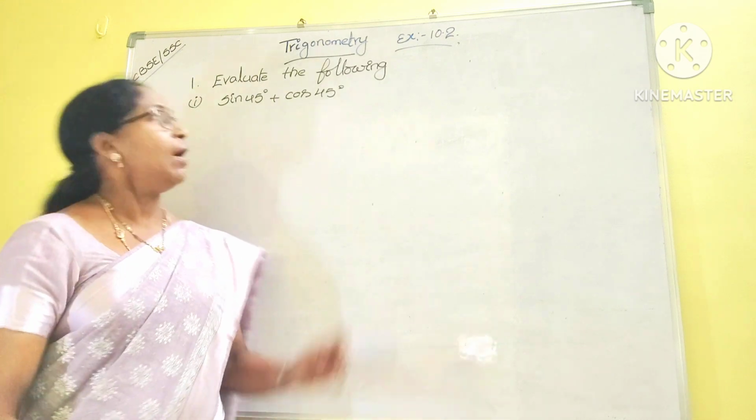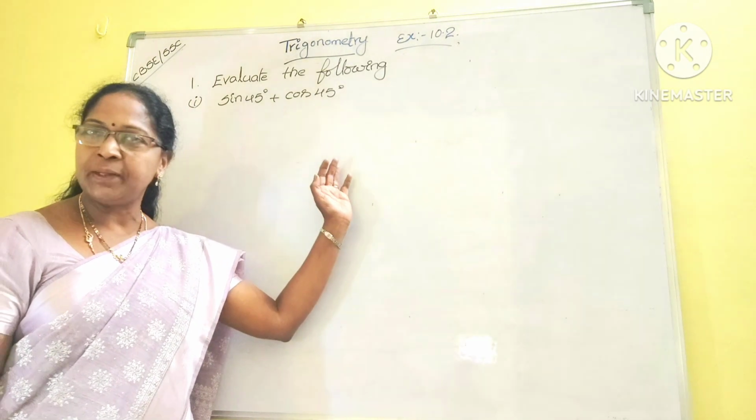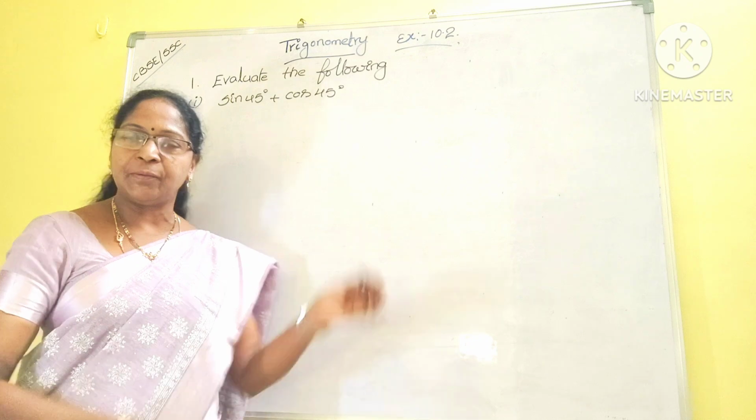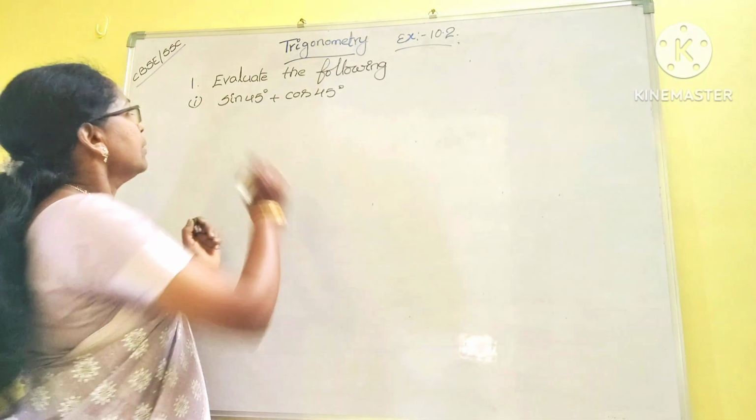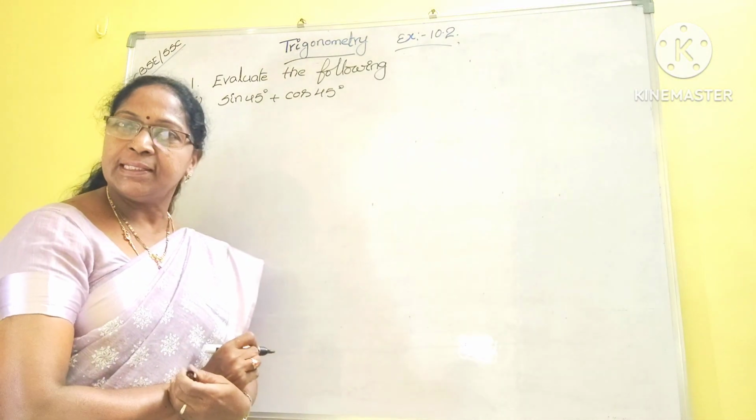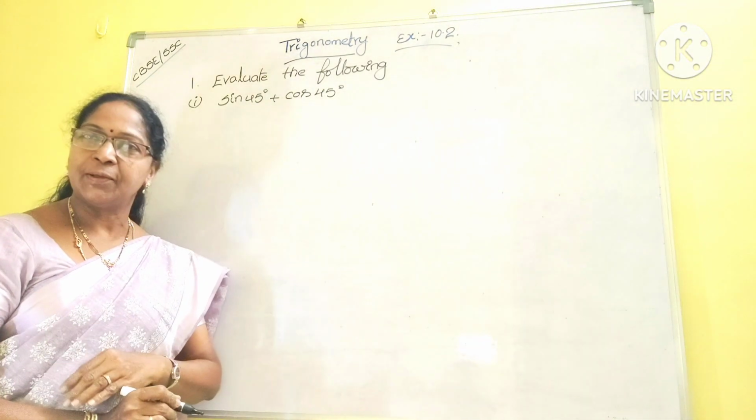Today in this video, I am going to explain trigonometry exercise number 10.2. Let us start now. First one, evaluate the following. In this, sin 45 degrees plus cos 45 degrees equals how much?